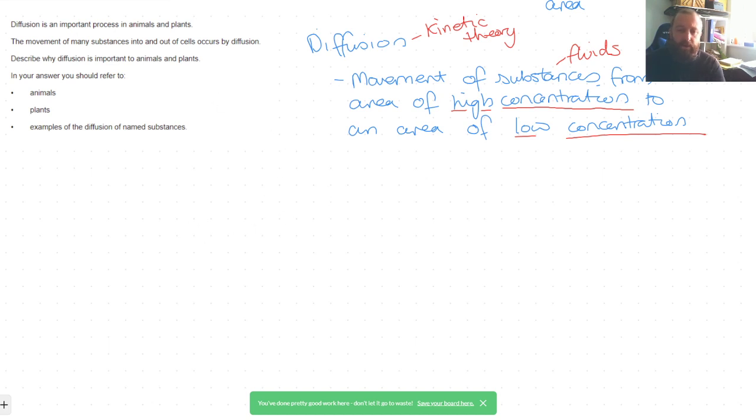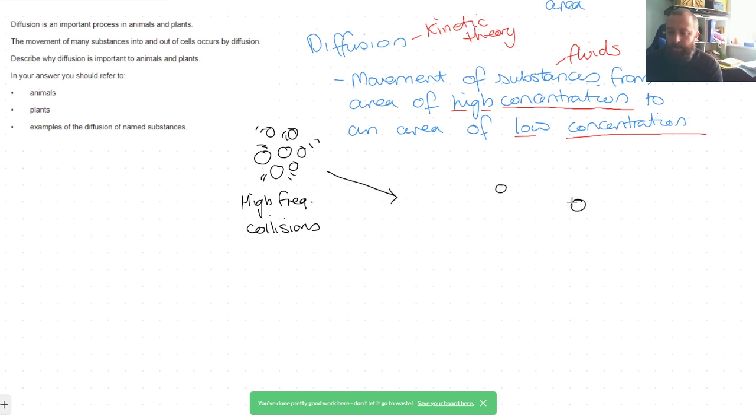So if you think about this idea, let's just do it as a gas for a minute. Let's say we sprayed some form of aerosol around here, and they're moving around and bouncing around. If they're crowded together, we're going to have a much higher frequency of collisions. So we've got a high frequency of collisions here. Every time they collide, they're going to bounce away from whatever they've collided with. So gradually they're going to spread themselves out.